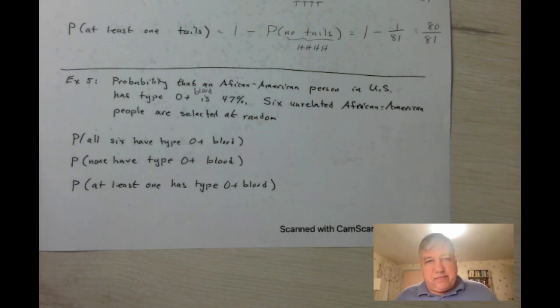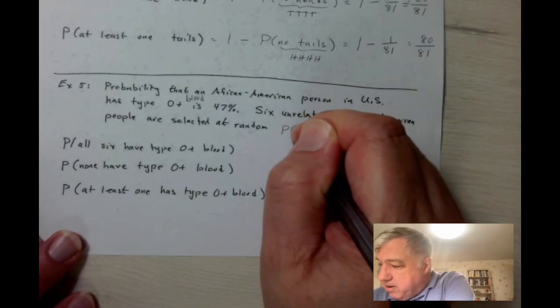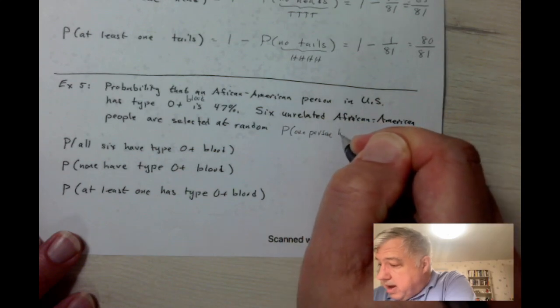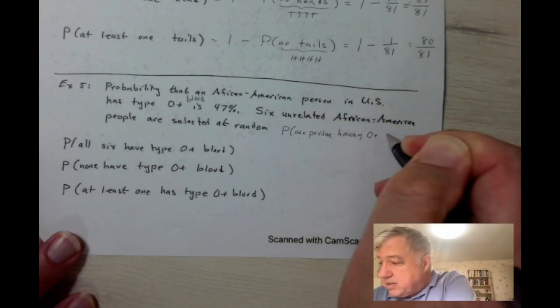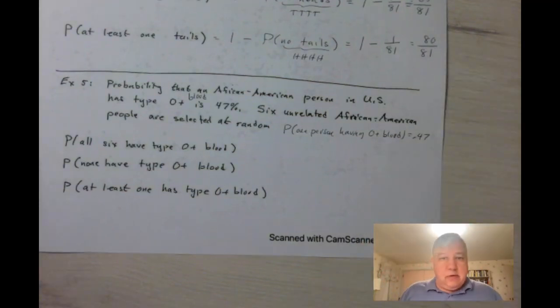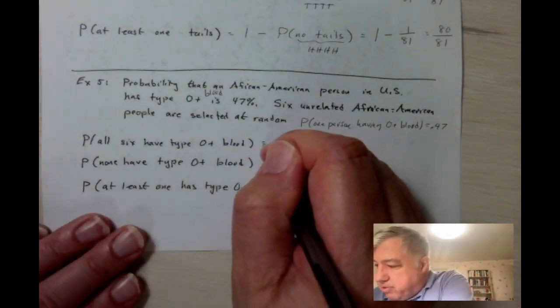Another way you can think of it is the probability of whether these people have type O blood or not. They're all independent of each other because we're told that they're taken at random. So we don't know that they're related. The way we do that is we know that the probability of one person having O positive blood is 0.47.